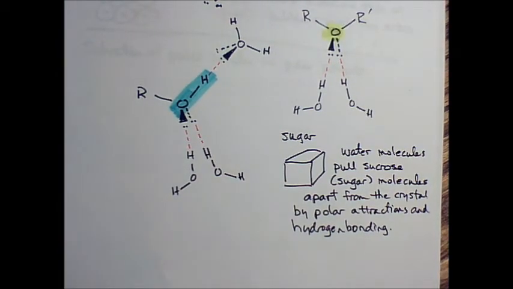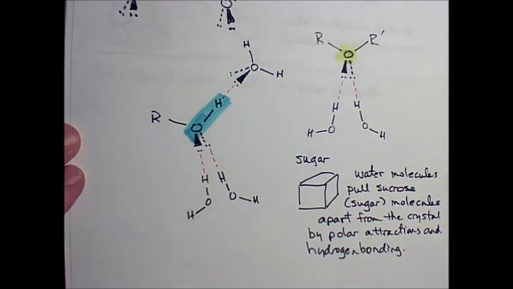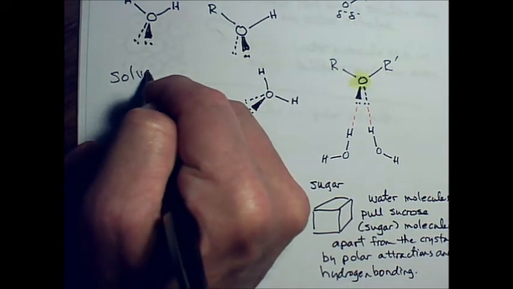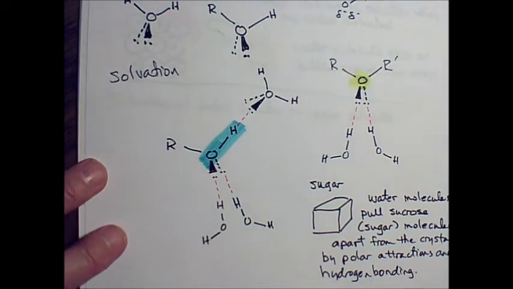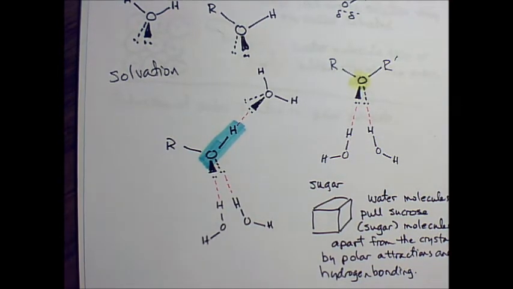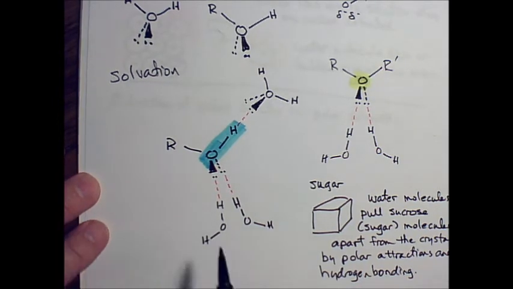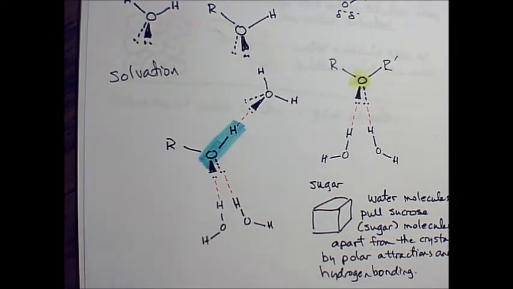The water molecules then can pull sucrose or sugar molecules apart from the crystal through these polar attractions and hydrogen bonding. And this is also called solvation. So this whole thing we're talking about here is the solvation. But it's a different kind of solvation. It's solvation of polar solutes by polar solvents. Okay? Once all these locations have water molecules attached to them, you've got a solvated molecule. The process of pulling it apart and attaching all these waters, that process is called solvation. Okay? Does that make sense?